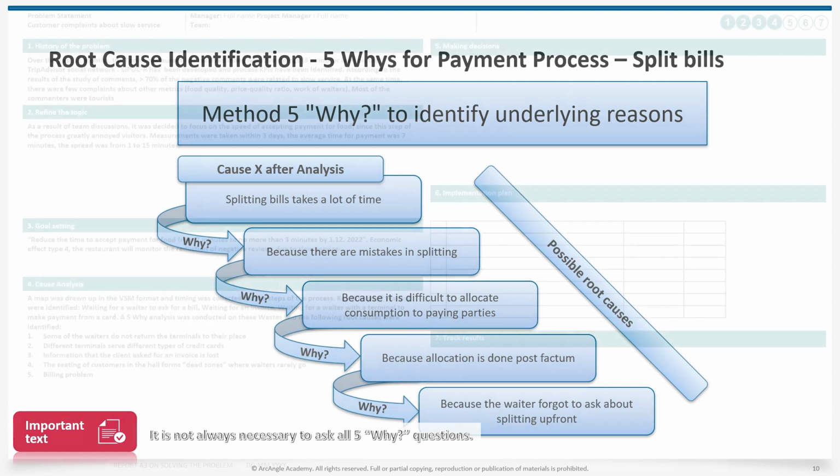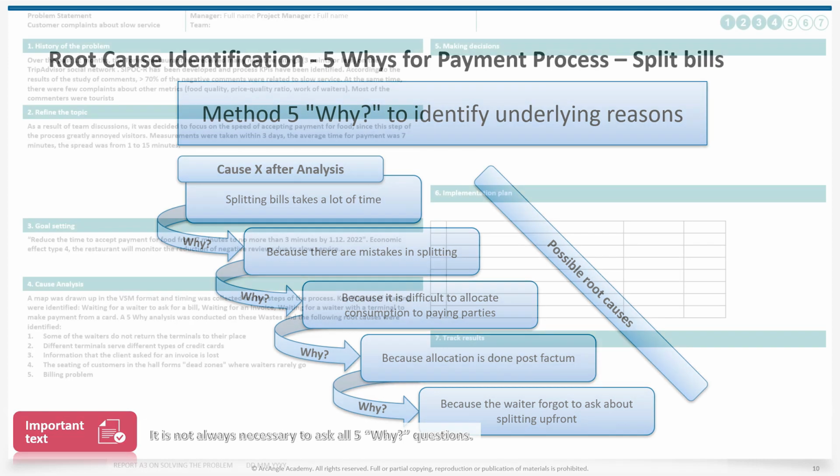It's important to note that the number of why questions may vary depending on the complexity of the problem and the depth of analysis required. In some cases, the root cause may be discovered after asking only a few why questions, while in others, it may require more iterations. The goal is to uncover the underlying causes and address them effectively, rather than following a rigid rule of asking 5 questions. By using the 5 whys method, the Torino restaurant can gain insights into the root causes of the split bills issue and develop targeted improvements to streamline the process and enhance customer satisfaction.